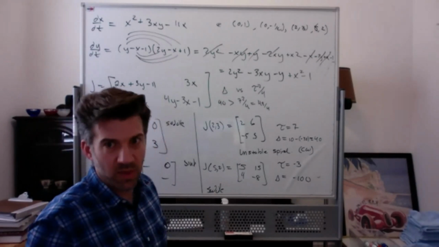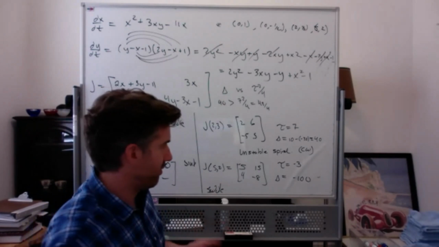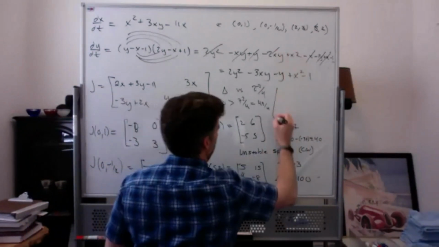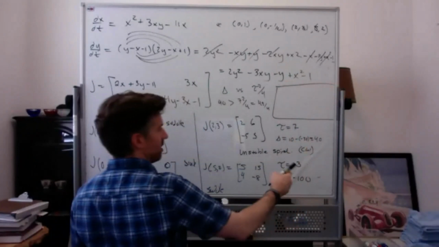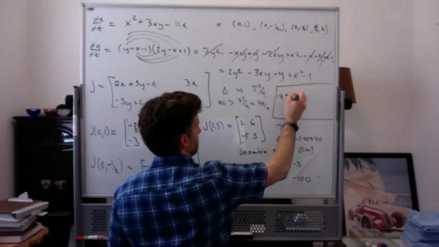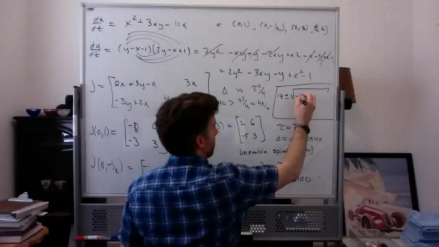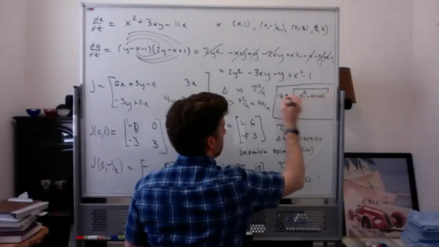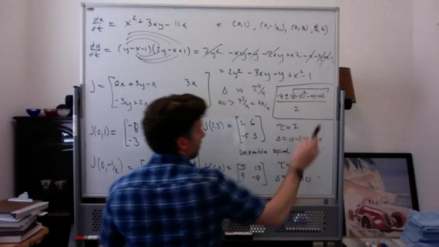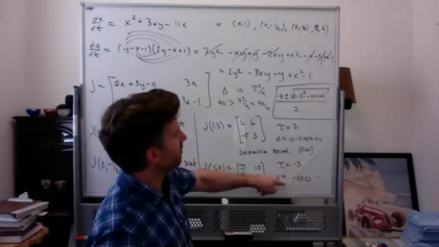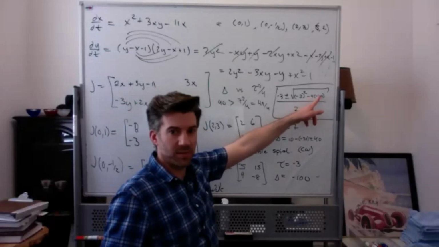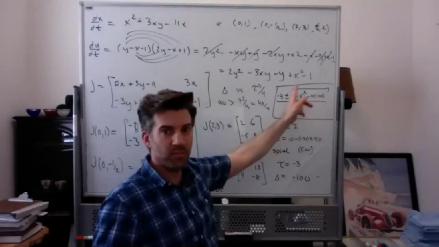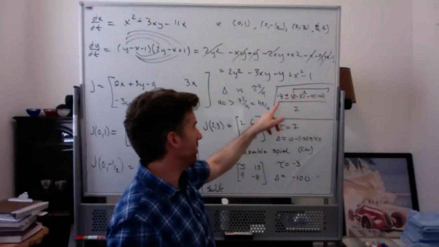And the reason why this is happening, just to be more explicit: in this case, our eigenvalues look like negative 3 plus or minus the square root of negative 3 squared minus 4 times negative 100. And here's the deal. When delta is negative, negative 4 times it is positive. And so whatever this number is, it's bigger in absolute value than this number here.